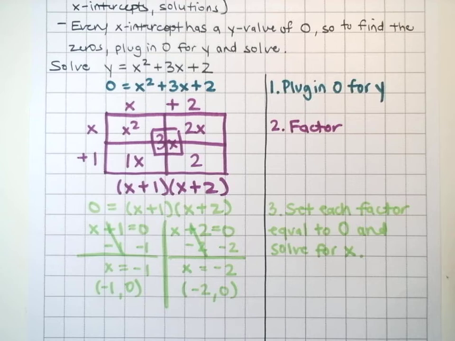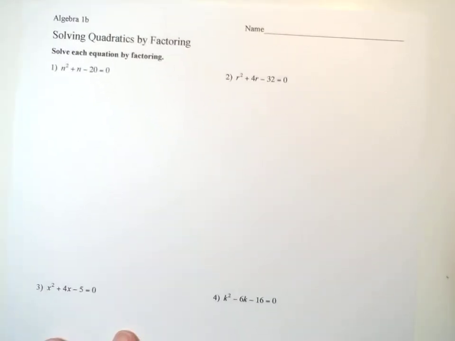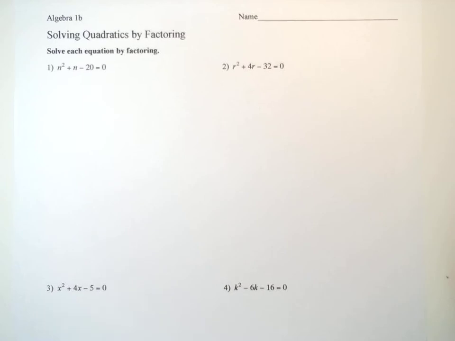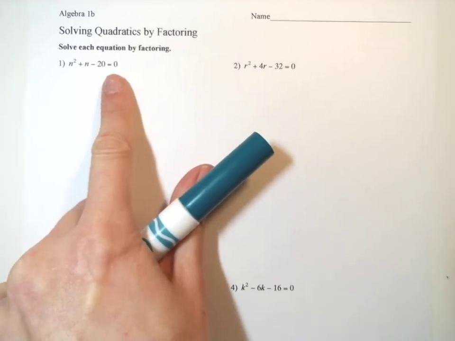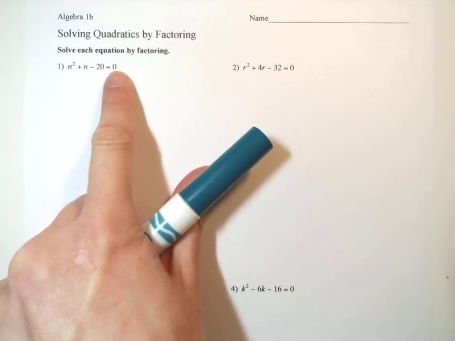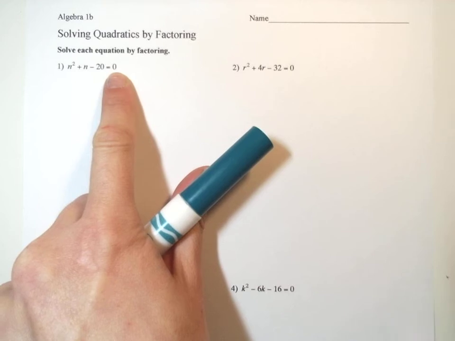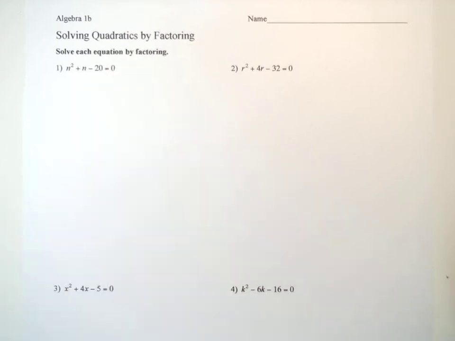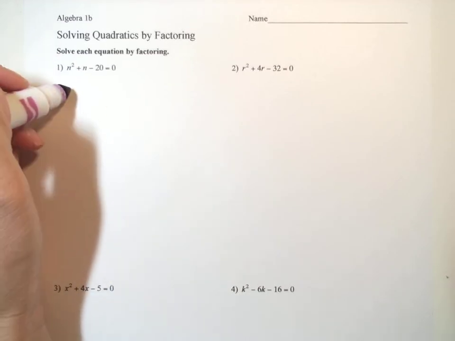Okay, let's go ahead and look at your assignment. So we're just going to follow the steps that we just went over. So first we need to plug in 0 for y, but on the assignment I already did that for you. So it's already set to 0, and so we'll pick up at factoring. So now we are just going to factor.